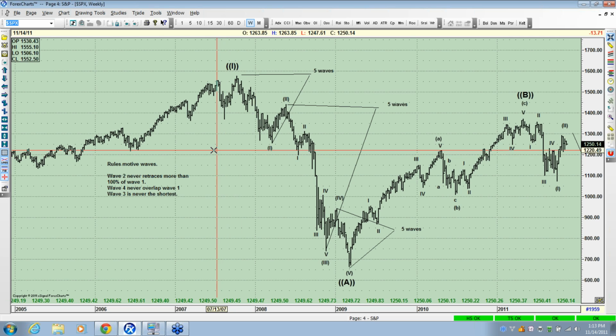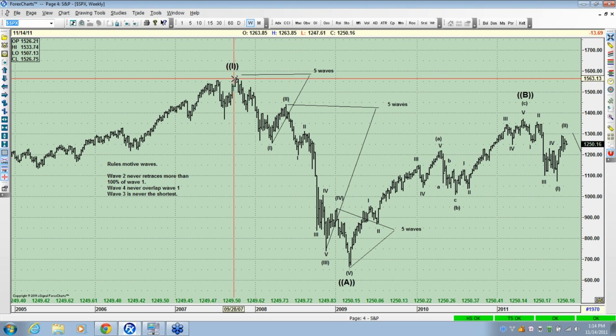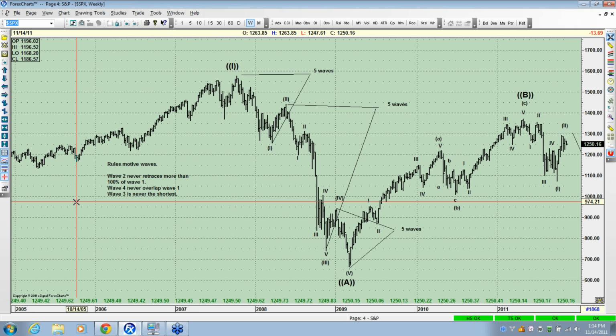Why do I say that? Because if you notice right here, let's say there was a move against the trend, and another move against the trend, but that move was not powerful enough to create a 5-wave swing. All it did was 1, 2, 3. That's not a significant top. A significant top is when you see 5 swings against the trend.